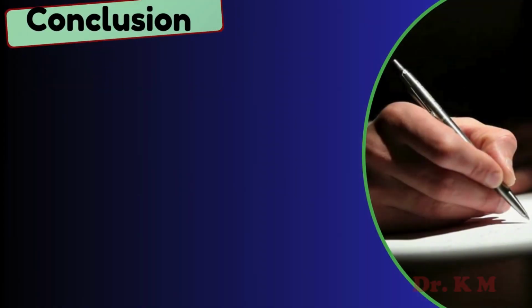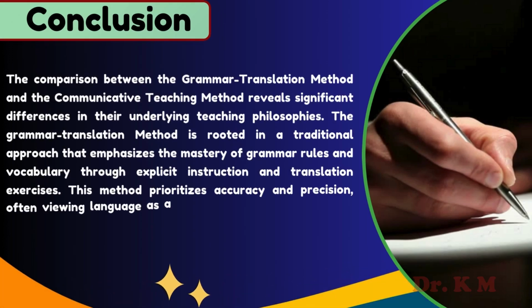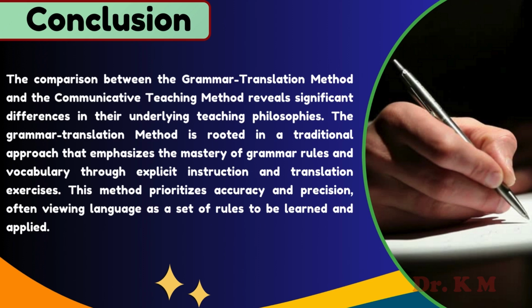Conclusion. The comparison between the grammar translation method and the communicative teaching method reveals significant differences in their underlying teaching philosophies. The grammar translation method is rooted in a traditional approach that emphasizes the mastery of grammar rules and vocabulary through explicit instruction and translation exercises. This method prioritizes accuracy and precision, often viewing language as a set of rules to be learned and applied.